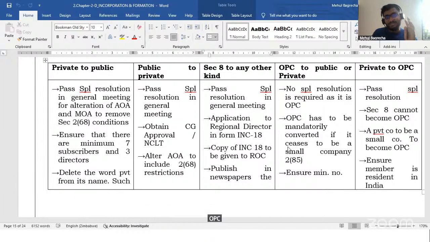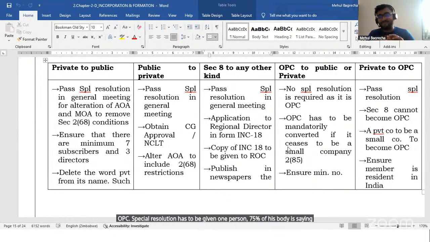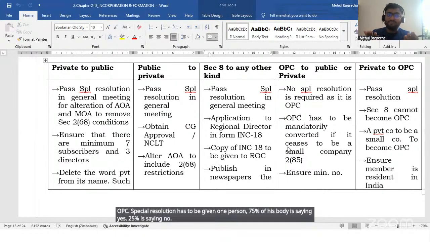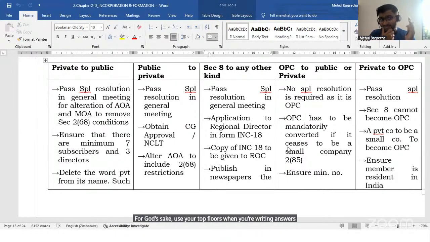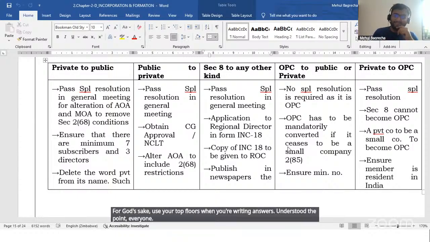I have seen students write all this nonsense. OPC special resolution has to be given. 75% of his body is saying yes, 25% is saying no. For God's sake, use your top floors when you're writing answers. Understood the point, everyone? All right. Read next. Now you're laughing.